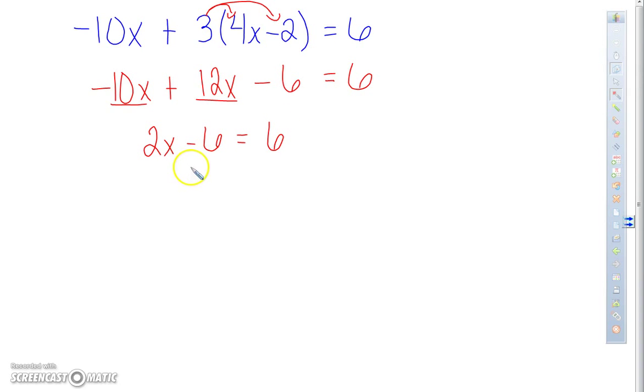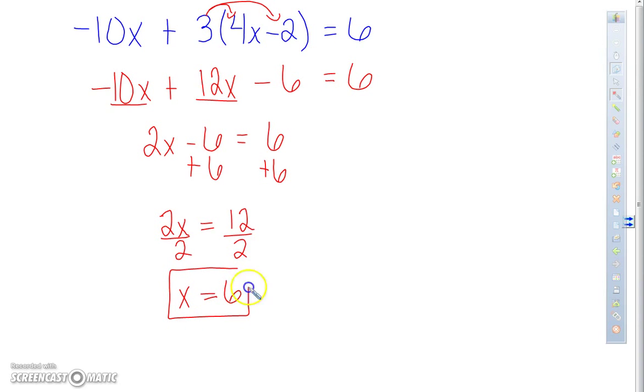Again, we do it farthest away from the variable, so we're going to add 6 to both sides. So 2x equals 12. Divide everything by 2. And x is equal to 6. And hopefully you've already checked your answer and that you also got the answer of 6.